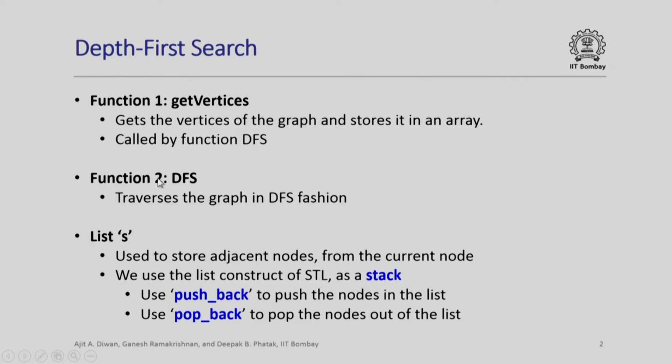We will need several functions in order to implement the depth first search. A function which says get vertices, we are already familiar with this. We get vertices of the graph and store them in an array, and this will be called by the DFS. The second function we require is the actual DFS search for traversal of the graph. We will also be using a list S. This list is used to store adjacent nodes which are outgoing from the current node.